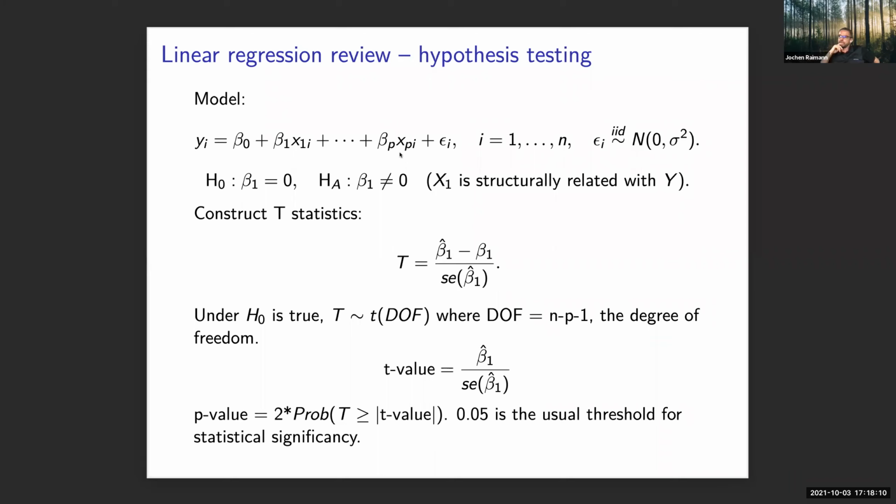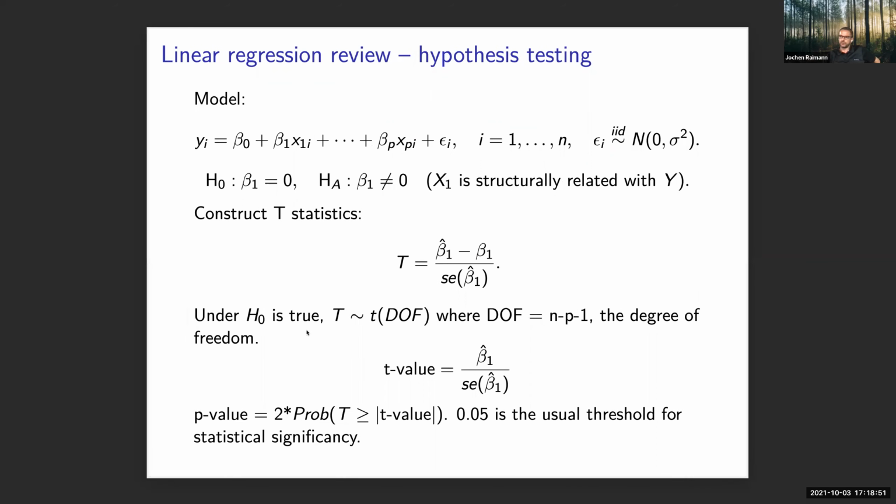So we're pursuing now a null hypothesis that beta 1 equals 0, and the alternative hypothesis that beta 1 unequals 0, where x1 is structurally related with y. We're constructing t statistics around this, where we basically build a difference between beta 1 hat minus beta 1 divided by the standard error of beta 1, but the standard error of beta 1 is basically based on the residuals.